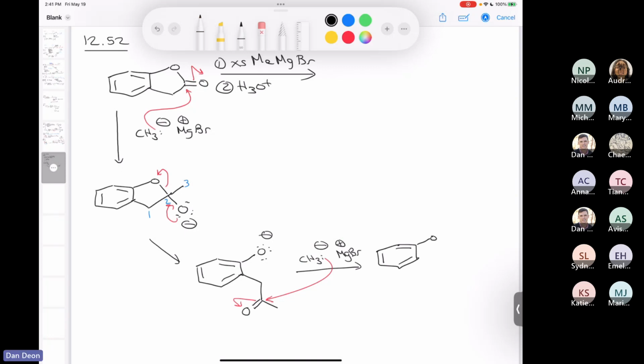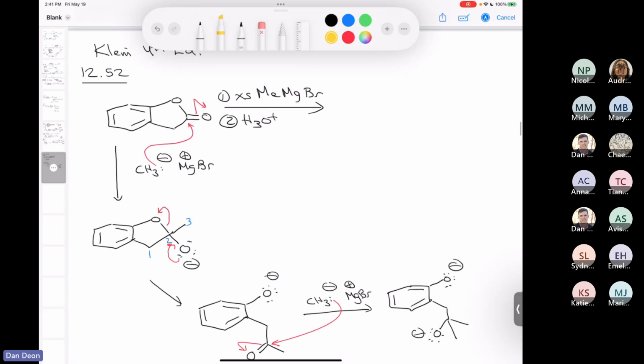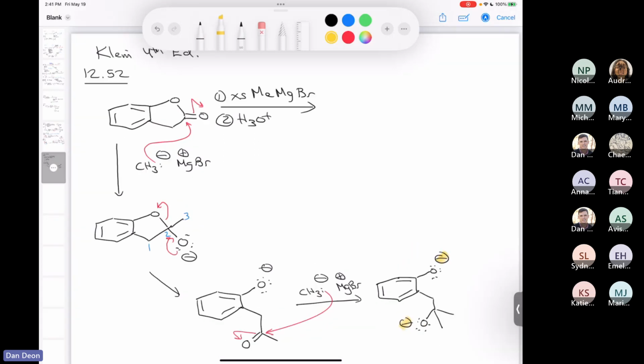So we have our phenoxide here. Here we go. 1, 2, 3. And now we've got the alkoxide here, and we have another methyl group. I'll draw it like this. There we go. So now we're going to do 2 successive proton transfers in the end to protonate both of those oxygens with a negative charge.